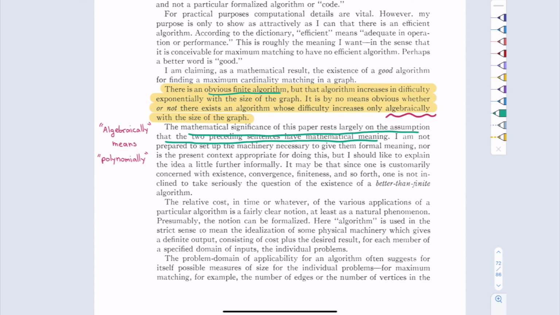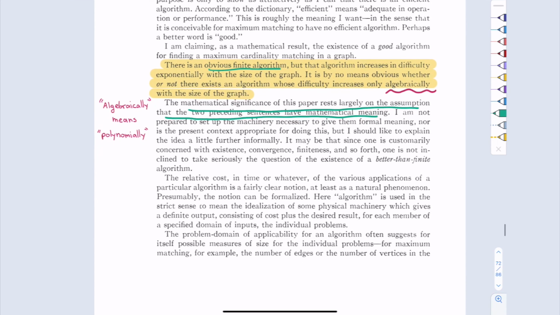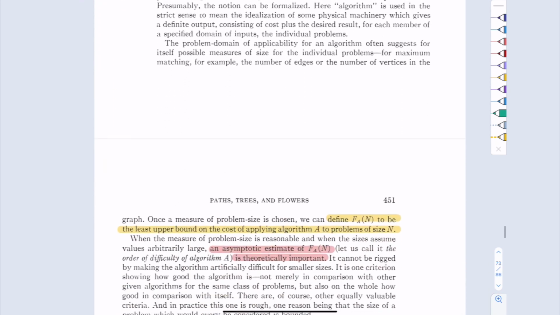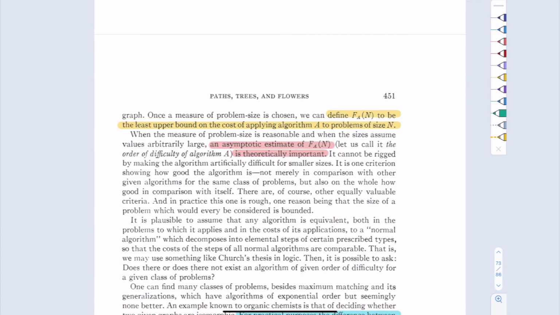So he's trying to convince mathematicians to take computer science, to take algorithms, seriously. He's saying, look, the existence of a polynomial time algorithm is an interesting thing, as compared to just any old finite algorithm, and there's a difference between them. So he's anticipating the P versus NP stuff before it's made clear by the Cook-Levin theorem and Karp's reductions. He's saying there's something existentially important about coming up with a polynomial time algorithm. This is the same Edmonds from Edmonds-Karp, who do max flow later. He writes: when the measure of problem size is reasonable and when the size of the assumed value is arbitrarily large, an asymptotic estimate of the running time is theoretically important.